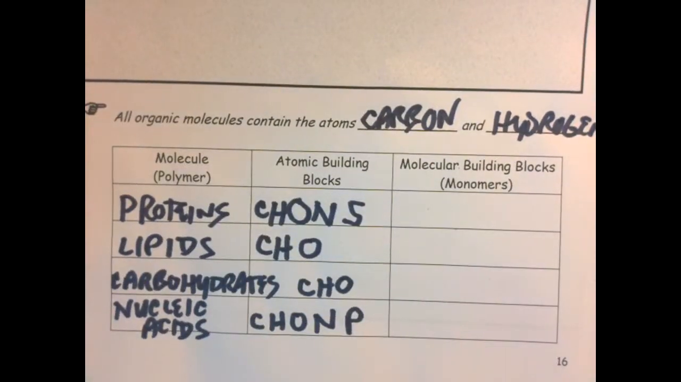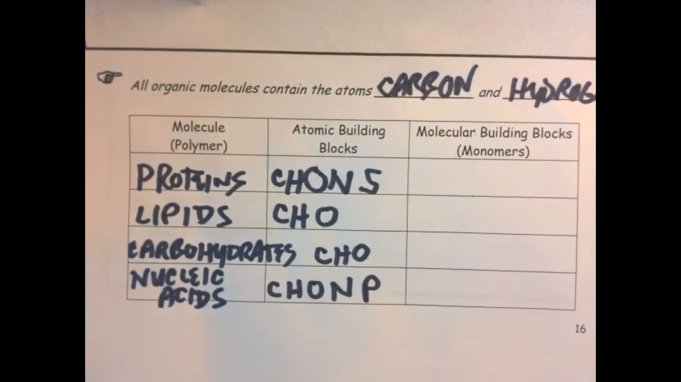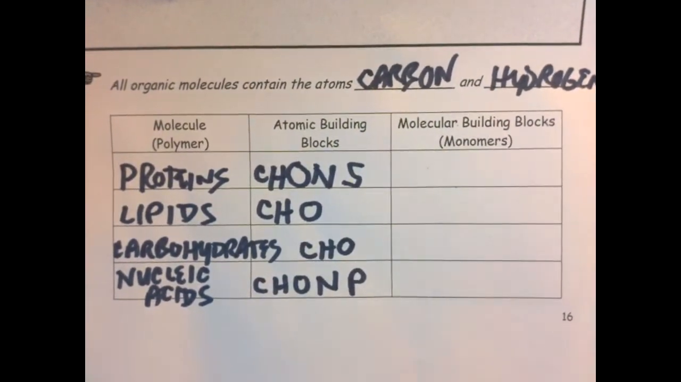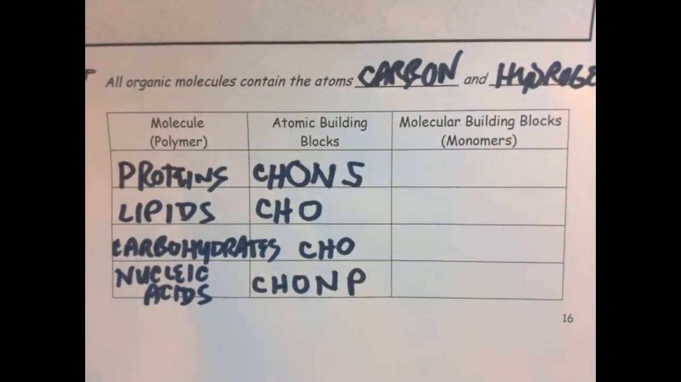Let's continue on with our discussion of organic chemistry. So page 16, lecture outline book. In the previous video, we started this and we built this table. We talked about carbon and hydrogen being the foundation of organic molecules. We listed those that we were going to talk about over the next couple of weeks.